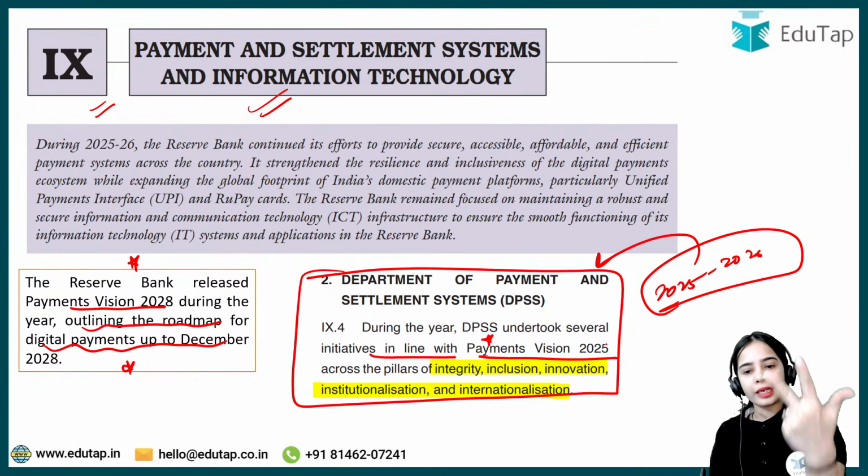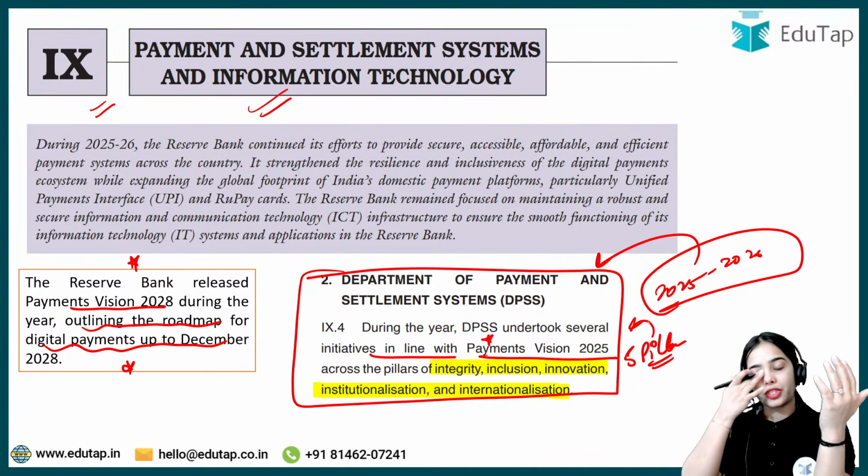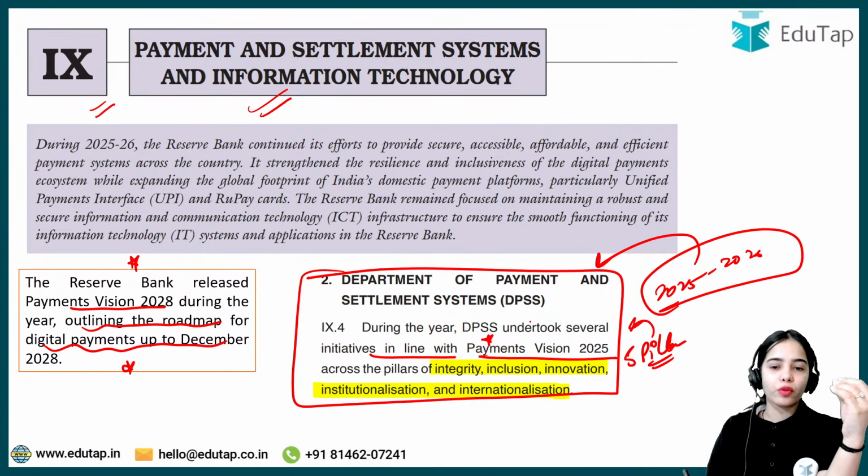integrity, inclusion, internationalization, institutionalization, and innovation. So the five pillars under the Payment Vision 2025 are integrity, inclusion, innovation, institutionalization, and internationalization. Okay? And the DPSS was taking several initiatives in line with this.